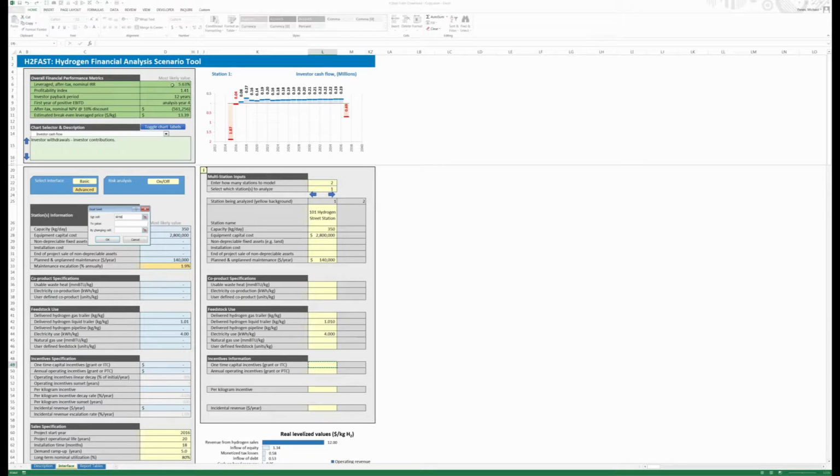Goal seek, and we're going to say that we're interested in having the internal rate of return equal to 0.1, or 10%, by changing the one-time capital incentive. And we're going to say calculate, and we'll give it a second. And there we go, it converged. It's saying that you need $688,000. And in this scenario, you have a 10% internal rate of return.